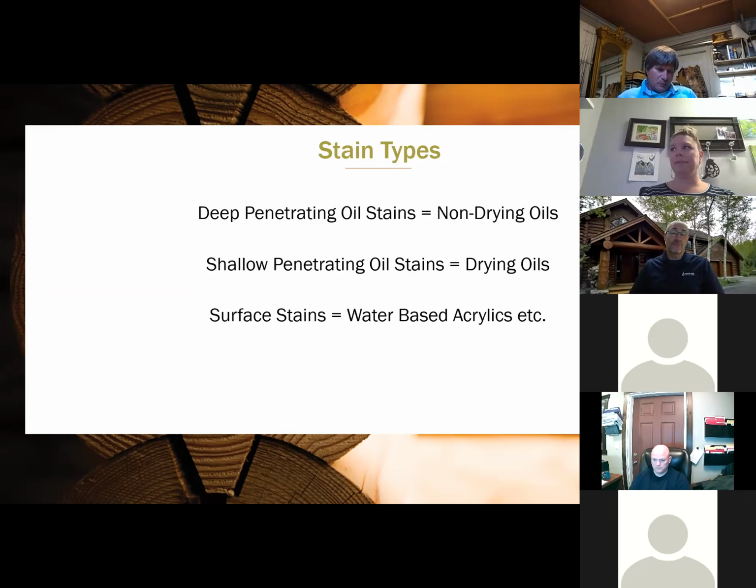The first one is the deep penetrating oil stains, and those don't ever dry. So those are going to be more like your motor oil type stains, right? Never dries to a hard film. The second type of oil stain is the ones that do dry, and those are shallow penetrating stains. With the time and everything else, they don't get to penetrate quite as far before they harden up. And then the third category is surface stains, which covers all of the different water-based acrylics and even the urethanes and epoxies and things like that.